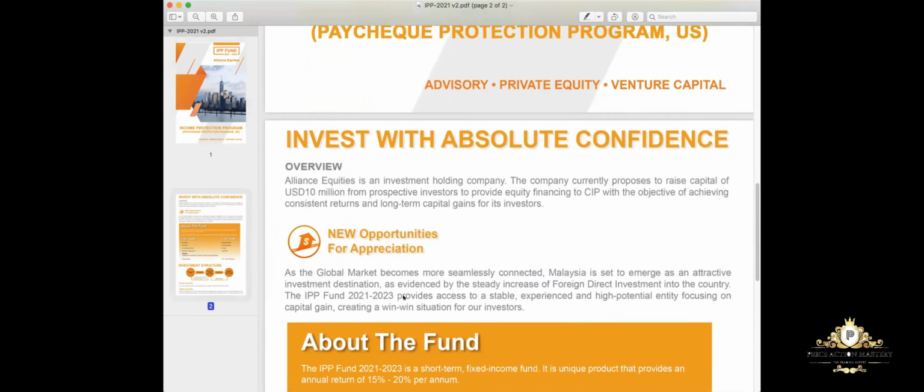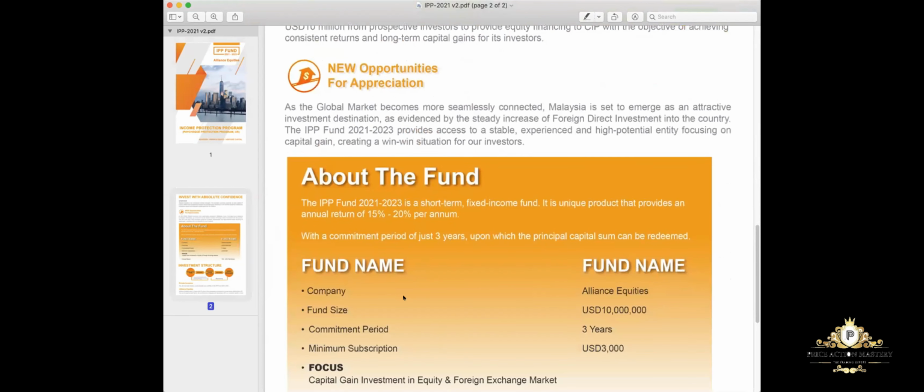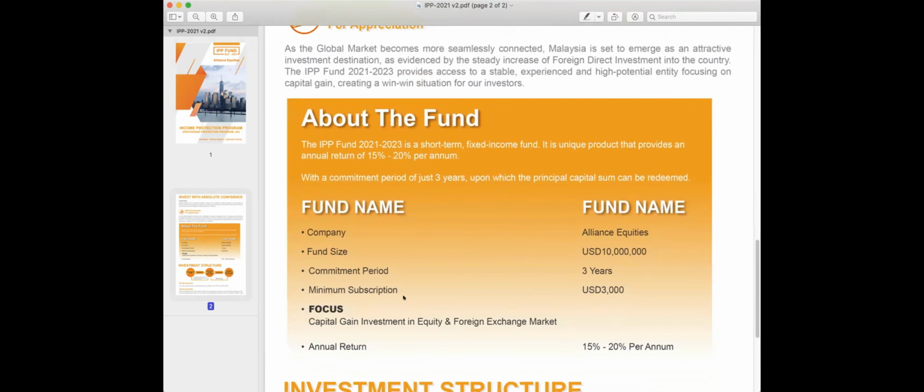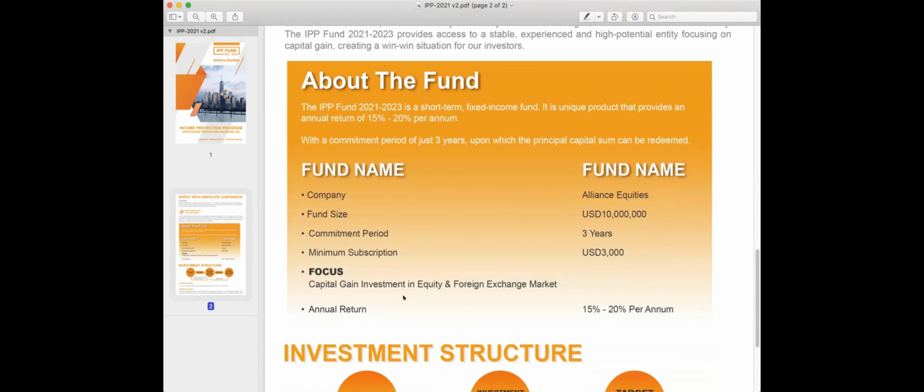We are targeting to gather 10 million dollars for this long-term capital investment. The commitment period will be 3 years, and the minimum subscription is 3,000. You just apply 3,000 and join this hedge fund management, and the estimated annual return will be 15 to 20% or more, depending on the amount that you have invested. The minimum is $3,000.